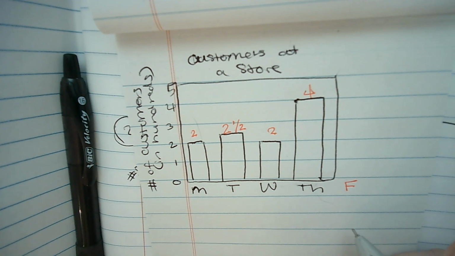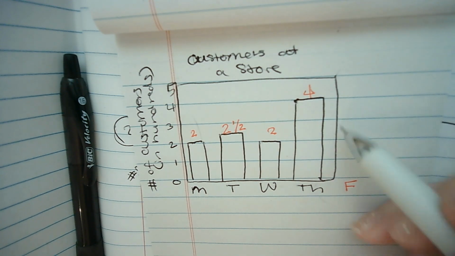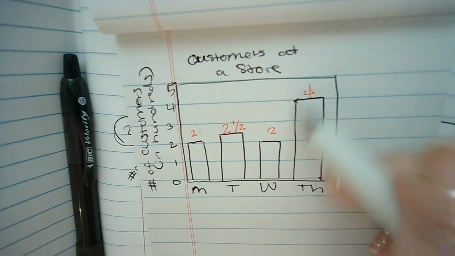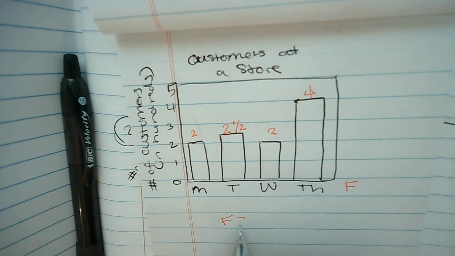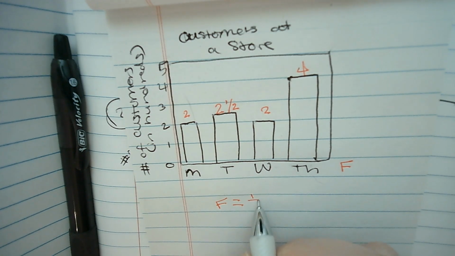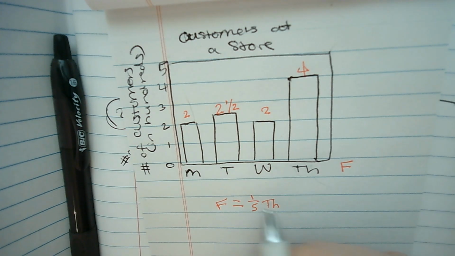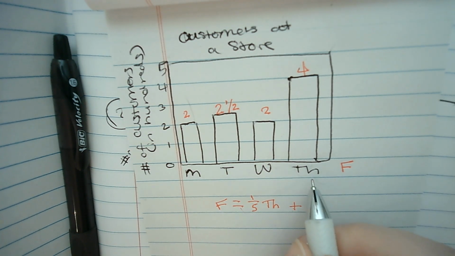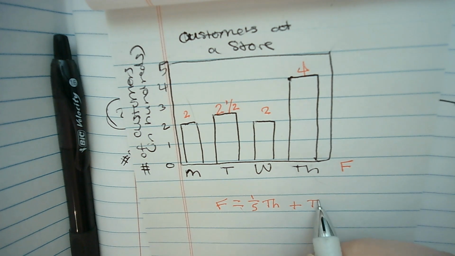Now it's asking us if there was a Friday, what would it be? It's saying if the number of customers on Friday was a 1/5 increase over the number of customers on Thursday. So we're only looking at this piece of information right here, this 4 on Thursday. So Friday will equal a 1/5 increase of Thursday's plus Thursday, because we don't just want 1/5 of Thursday, it's an increase of that number. So it's Thursday plus 1/5 of Thursday, right?